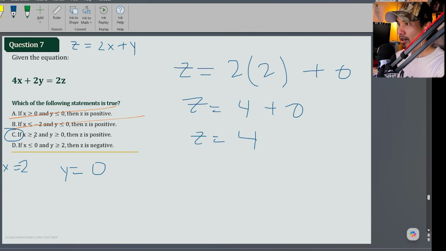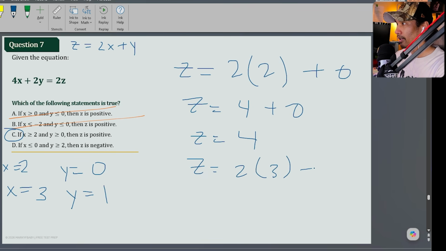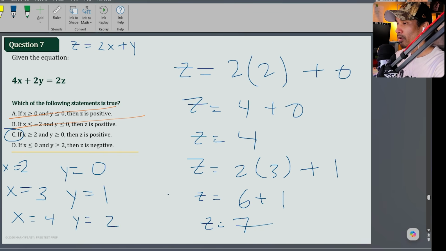Okay. So greater than or equal to 2. So I'm going to make x equaling 3 and then y equals 1. Okay. Z is equal to 2, 3 plus 1. Z is equal to 6 plus 1. Z is equal to 7. Well, it's increasing in value and increasing it into the positive direction. Okay. Testing one more, x equaling 4, y equaling 2. Or we could just keep it as 1. We don't have to increase the y either. We just make this value 1.